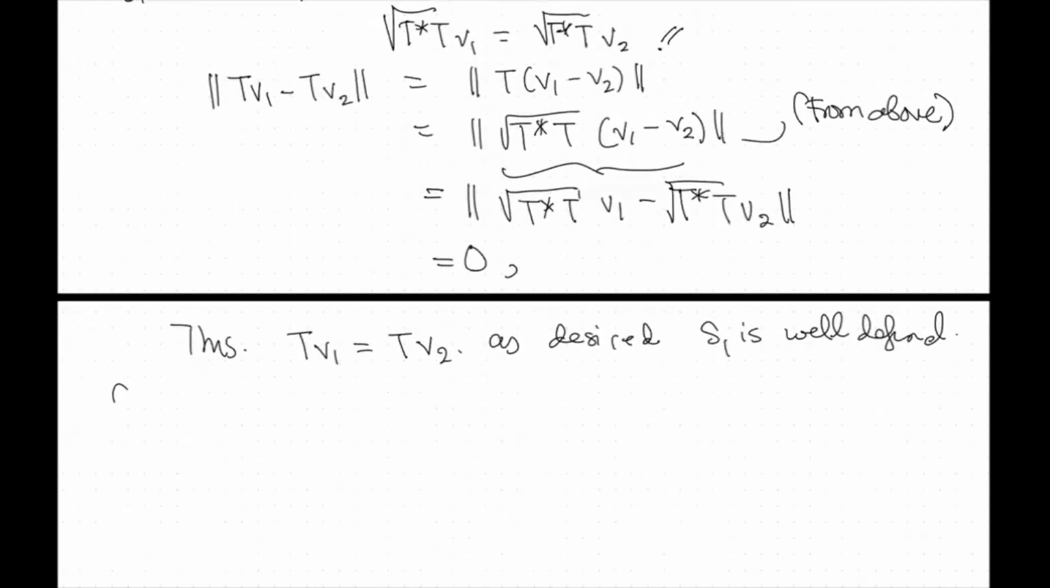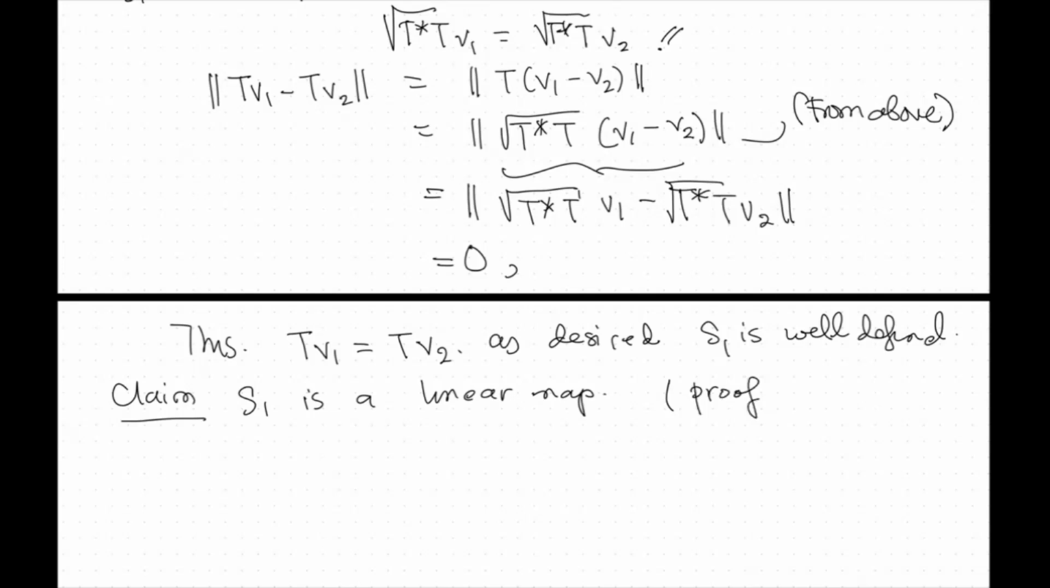Well defined, and then I will claim here that S1 is a linear map. The proof or verification is left to the reader. Upon showing that this is a linear map, we will see that S1 maps the range of the square root of T star T onto the range of T.